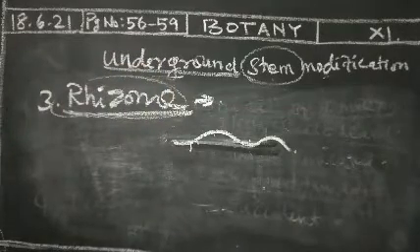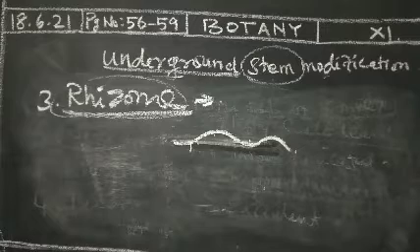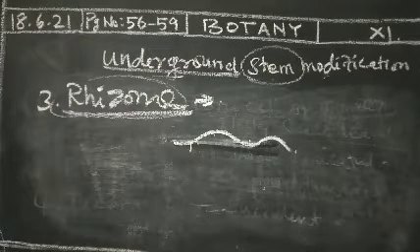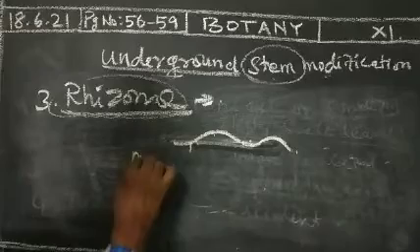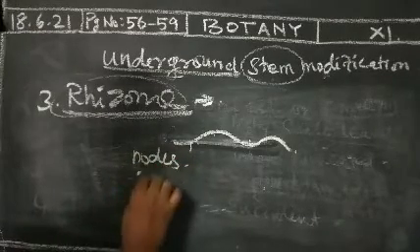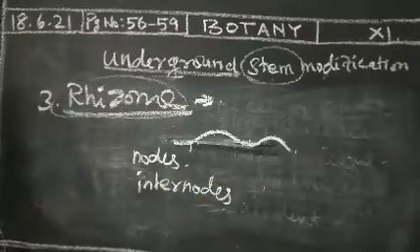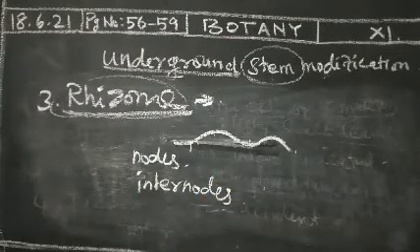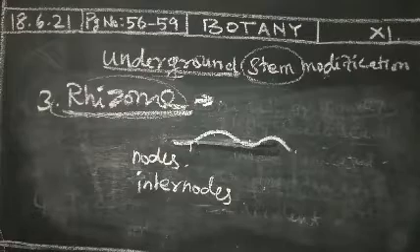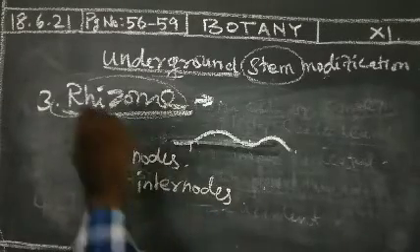The rhizome possesses conspicuous nodes and internodes, totally covered by scale leaves. For example, Zingiber officinale, then canna, Curcuma longa. These are good examples for the rhizome.